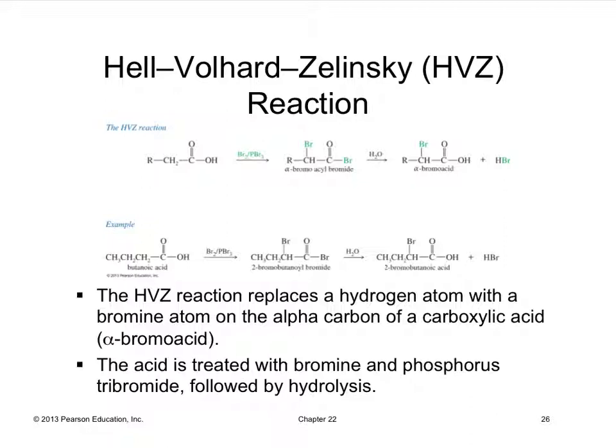Here's the Hell-Volhard-Zelinsky reaction, or HVZ. Here you have a carboxylic acid in the presence of Br2 and PBr3, which we've used before, and then in this case will form an alpha bromo acyl bromide. In the presence of water, that bromine gets replaced with OH, generating the alpha bromo acid. So the HVZ reaction replaces a hydrogen atom with a bromine atom on the alpha carbon of a carboxylic acid. The acid is treated with bromine and phosphorus tribromide followed by hydrolysis to convert that bromide into the bromo acid.